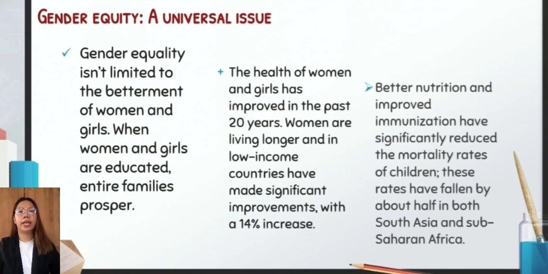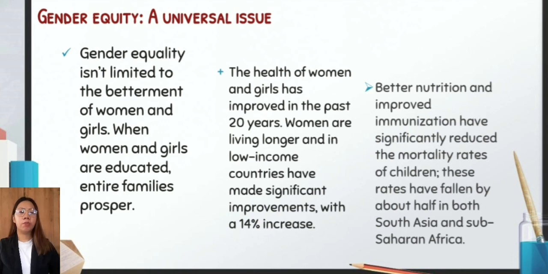Women are living longer and life expectancy has increased by 14% in low-income countries. The quality of drinking water and sanitation has significantly improved during the previous 20 years. However, 2.5 billion people, on the other hand, do not have access to toilets and defecate in the open. Men, women, and children spend millions of hours a day collecting drinking water, which interferes with their ability to study and attend school.